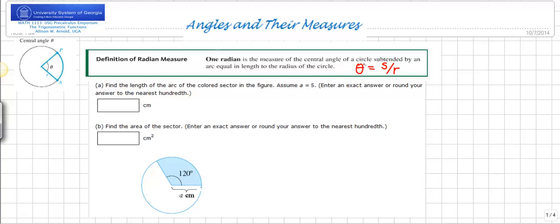But if you want the definition in general, it is the length of the arc that subtends the angle divided by the radius, where they have equivalent units. On the picture before you, you have a circle which has a radius of a equals 5 and a central angle of 120 degrees.